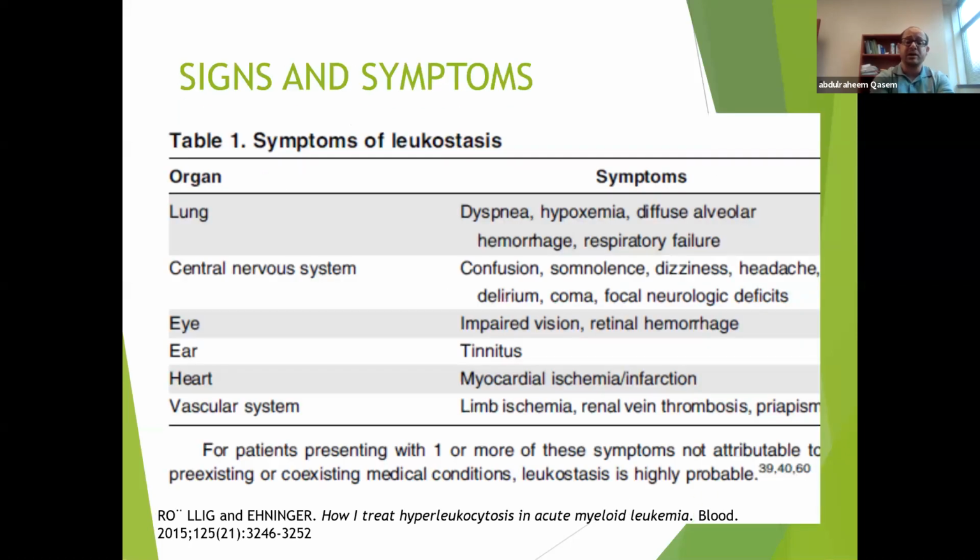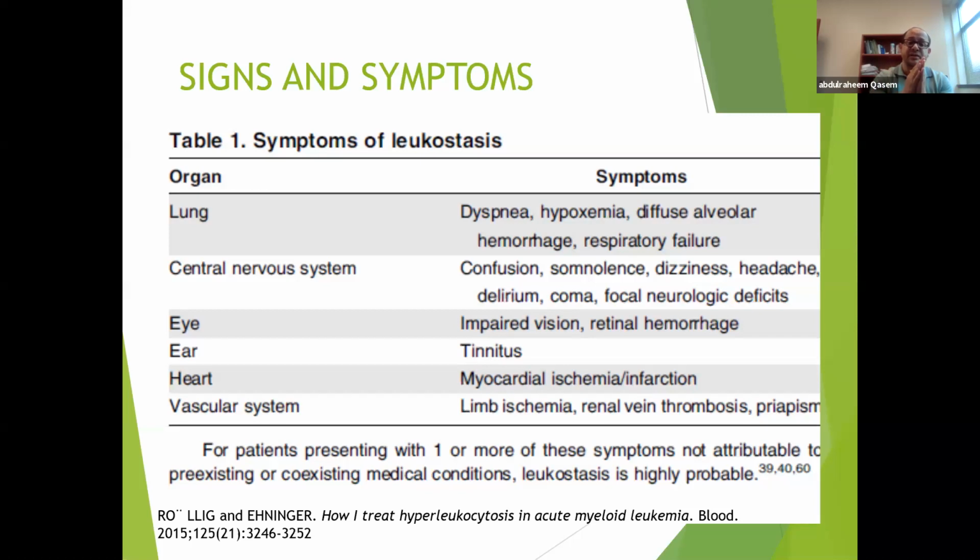In general, symptoms of leukostasis. So how to identify that the patient is at risk or having symptoms related to high white blood cell count, because you will have leukostasis of white blood cells in the lung, and that can cause dyspnea, hypoxemia, diffuse alveolar hemorrhage, and respiratory failure.